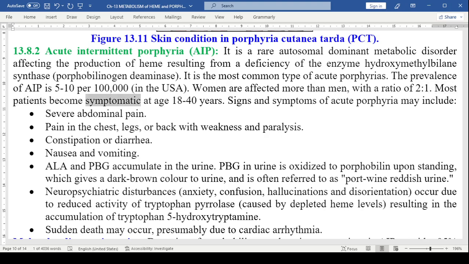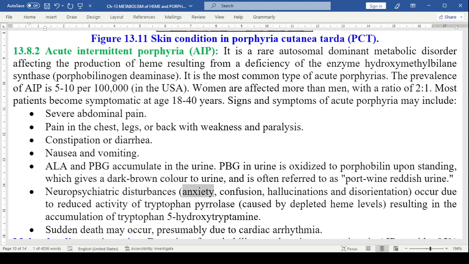Most patients become symptomatic at age 18 to 40 years. Signs and symptoms of acute porphyria may include severe abdominal pain, pain in the chest, legs, or back with weakness and paralysis, constipation or diarrhea, nausea and vomiting. ALA and PBG accumulate in the urine. PBG in urine is oxidized to porphobilin upon standing, which gives a dark brown color to urine, and is often referred to as port wine reddish urine.